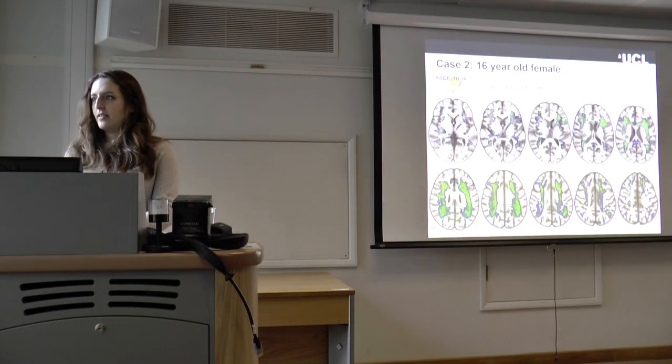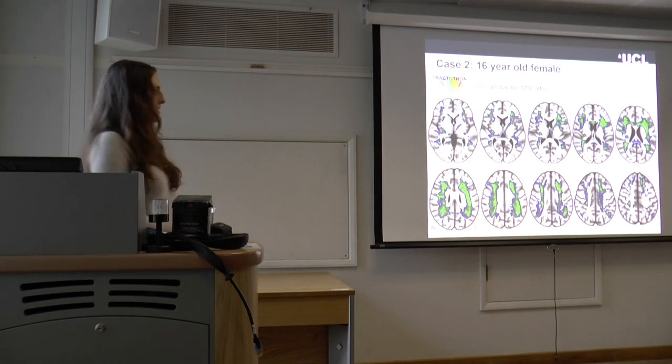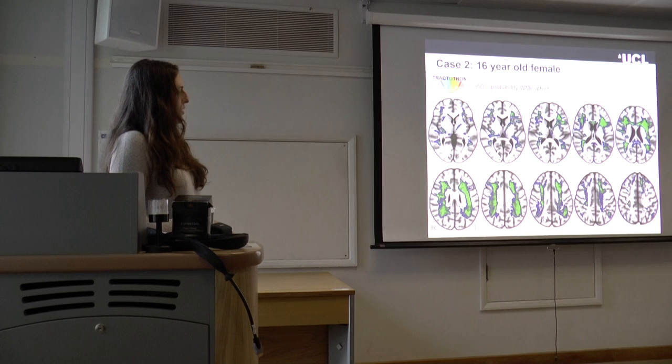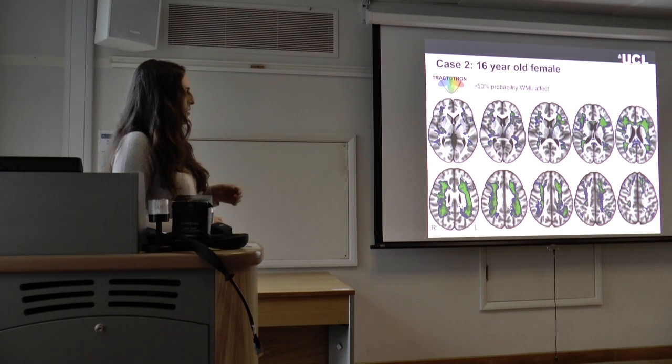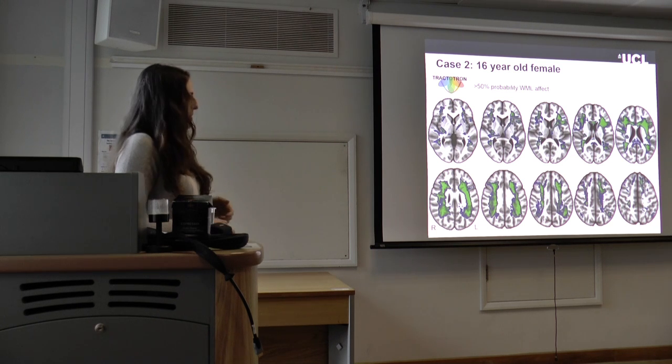So this is what her probability of disconnection map looks like. Different colors, but exactly the same kind of theory, where dark blue would be 50% probability, and bright green would be closer to 100% probability. So again, a lot of bilateral frontal involvement and this deep white matter of the centrum semiovale extending superiorly.